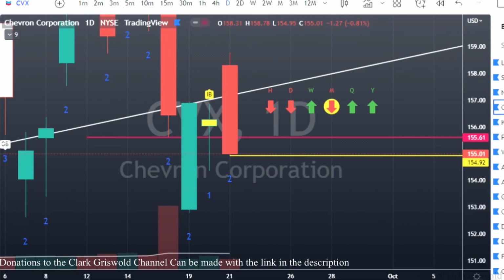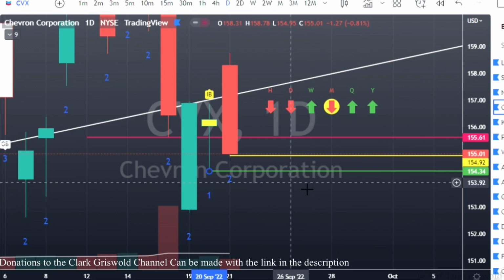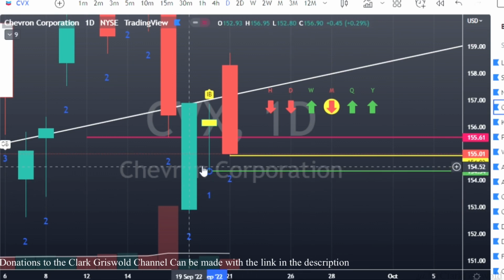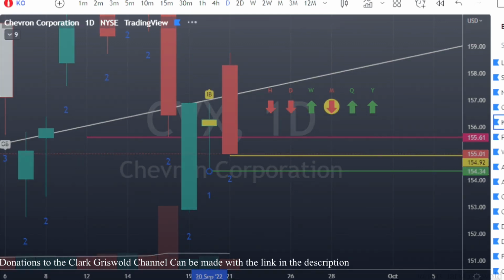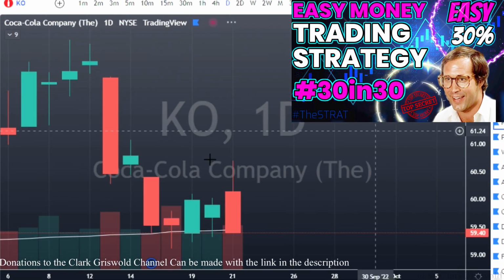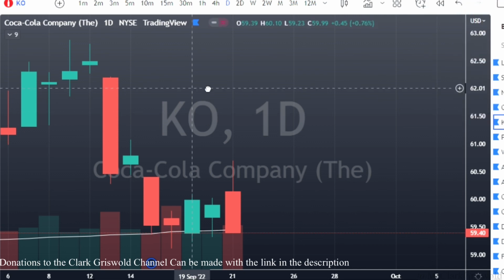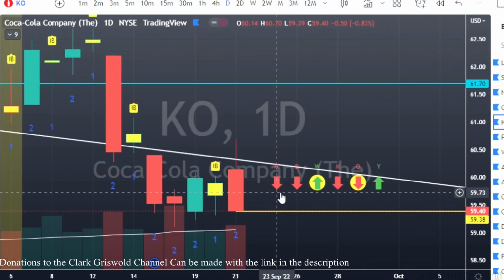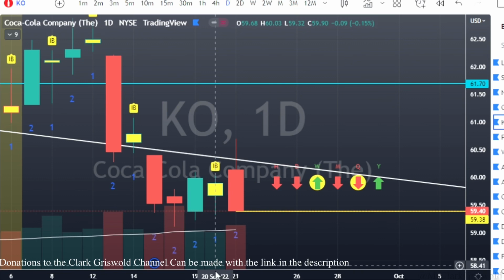I don't have the targets in here, but there's the magnitude for it. And it's pretty good magnitude at about 70 cents. So we can look for CVX and puts. Next up, we've got Coca-Cola, ticker symbol KO. 2 up, finished red. And we're going to look for puts on KO at 59.38.